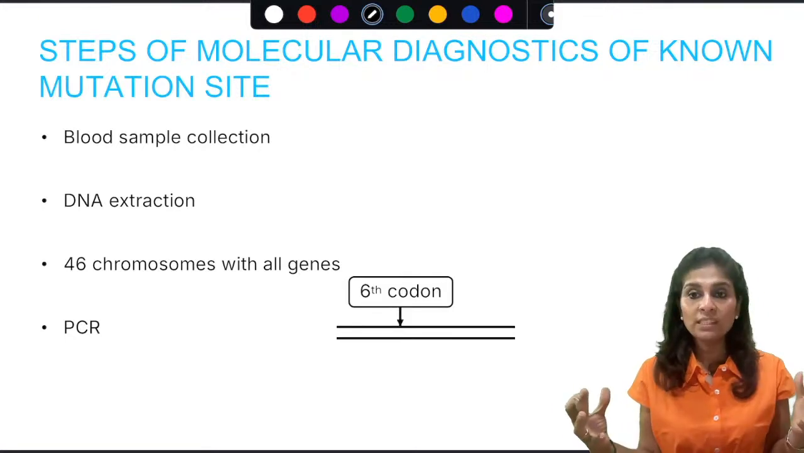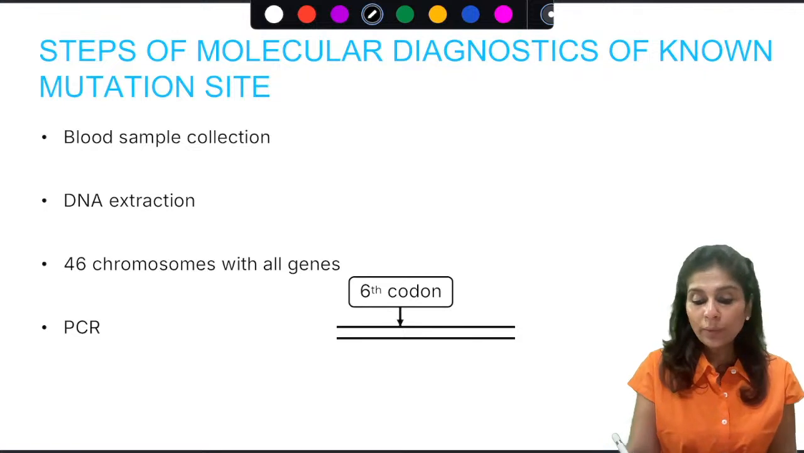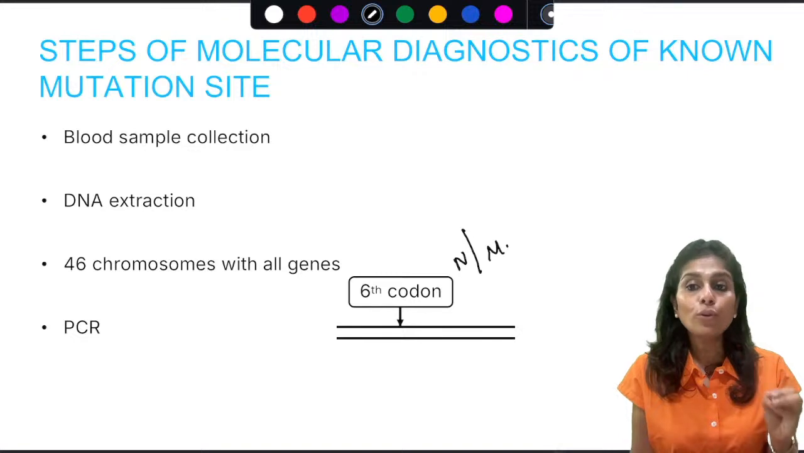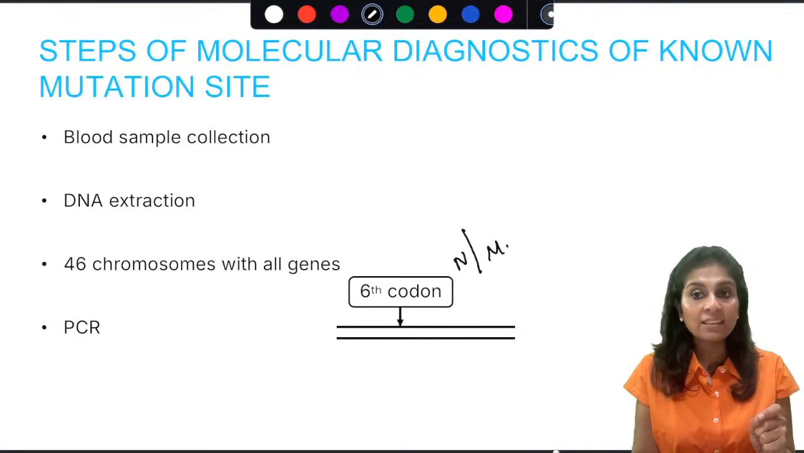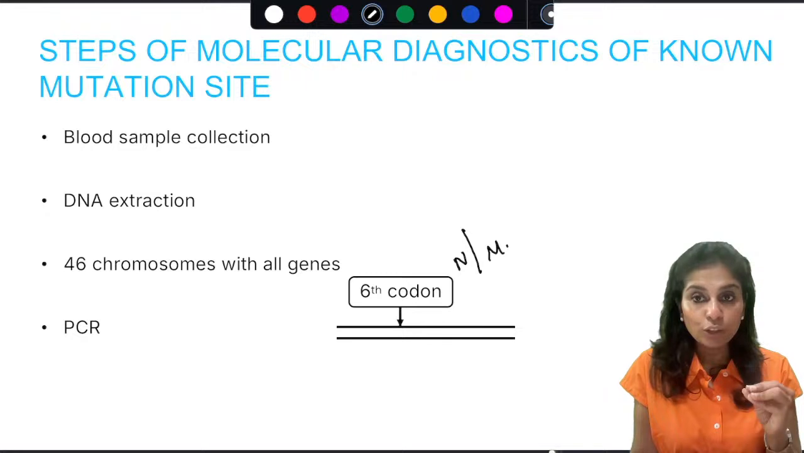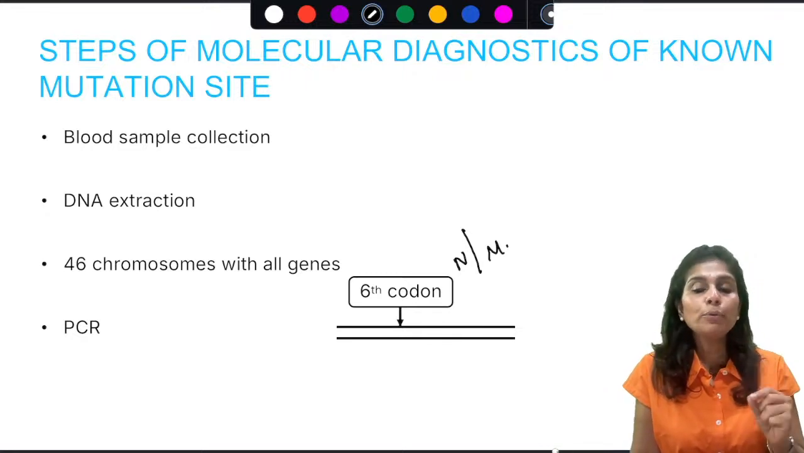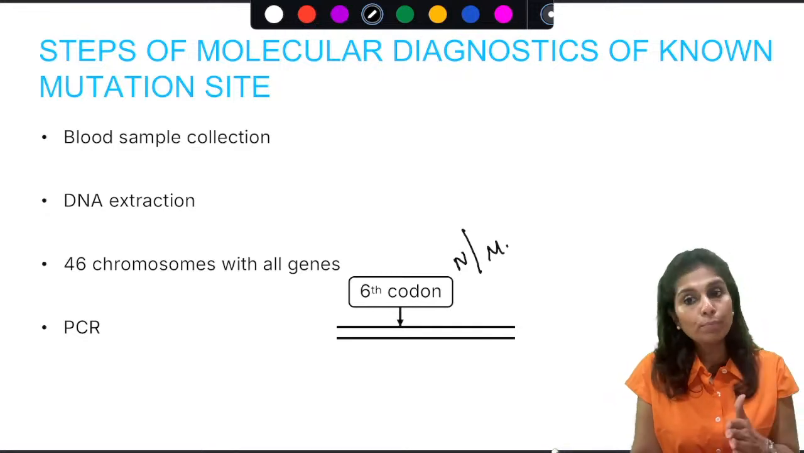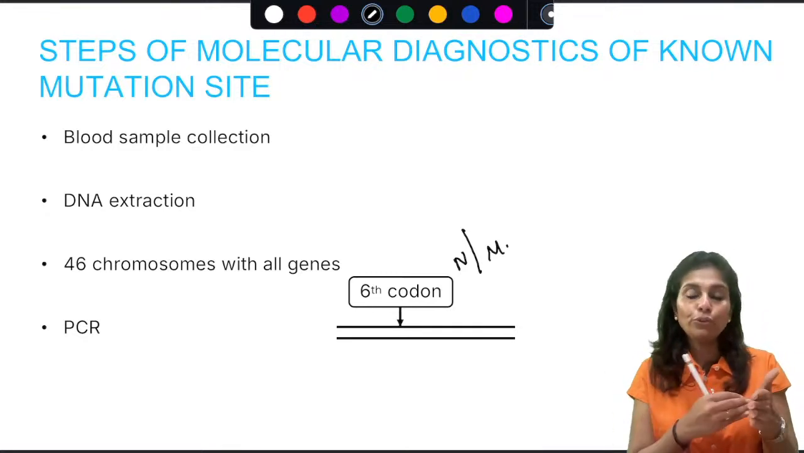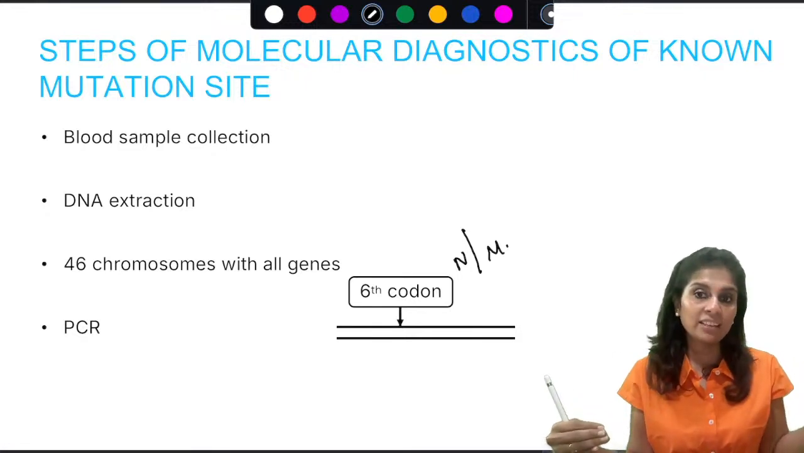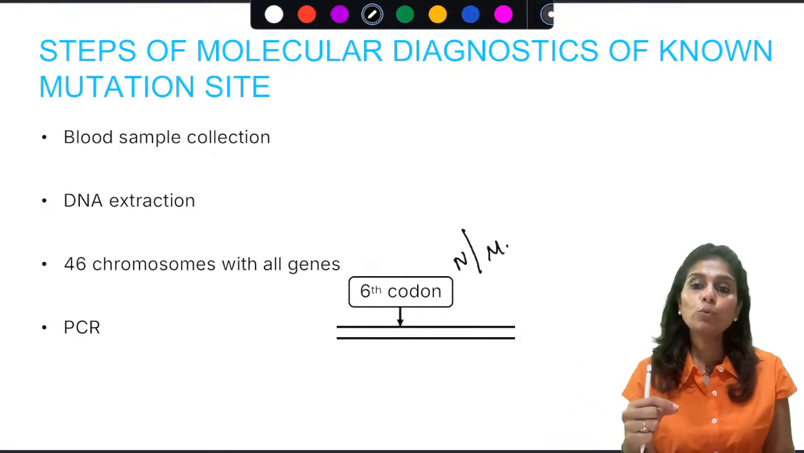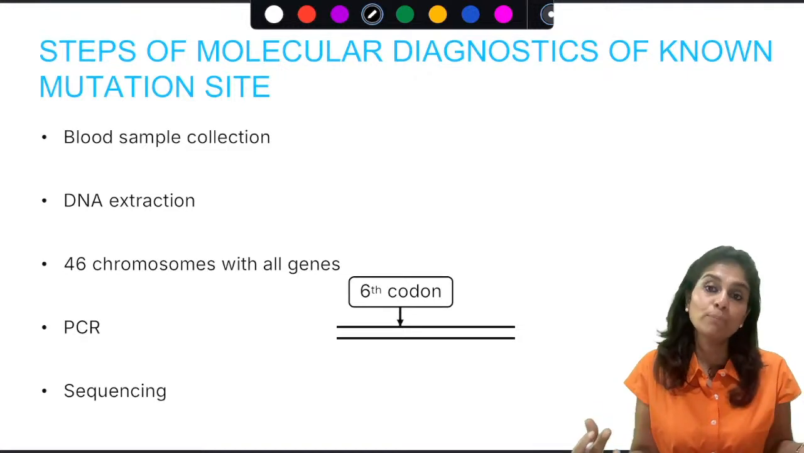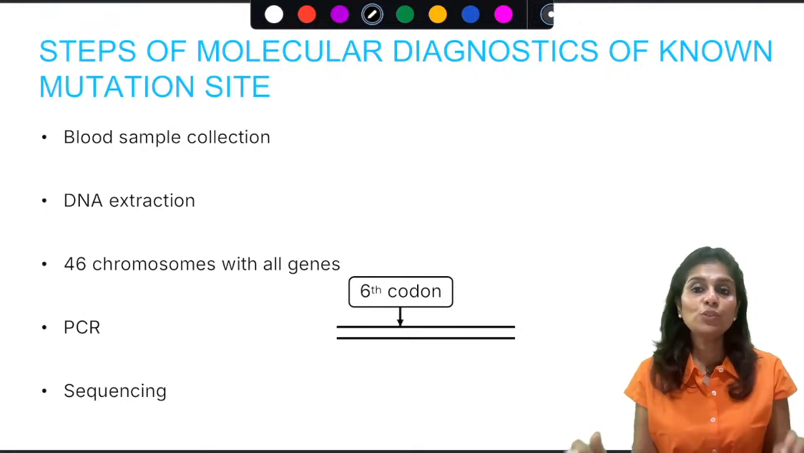Still, what I don't know is, even after PCR, whether the 6th codon is normal or mutated. So the take-home message for all of you here is, conventional PCR will not directly give you the diagnosis. Conventional PCR will help you only to get a fragment that you want. And then to find out whether it is normal or mutated, you have to subject it to a few other techniques. A straightforward next step would be sequencing. Right after PCR, if I want to know whether the sixth codon is normal or abnormal, I can subject it to sequencing.